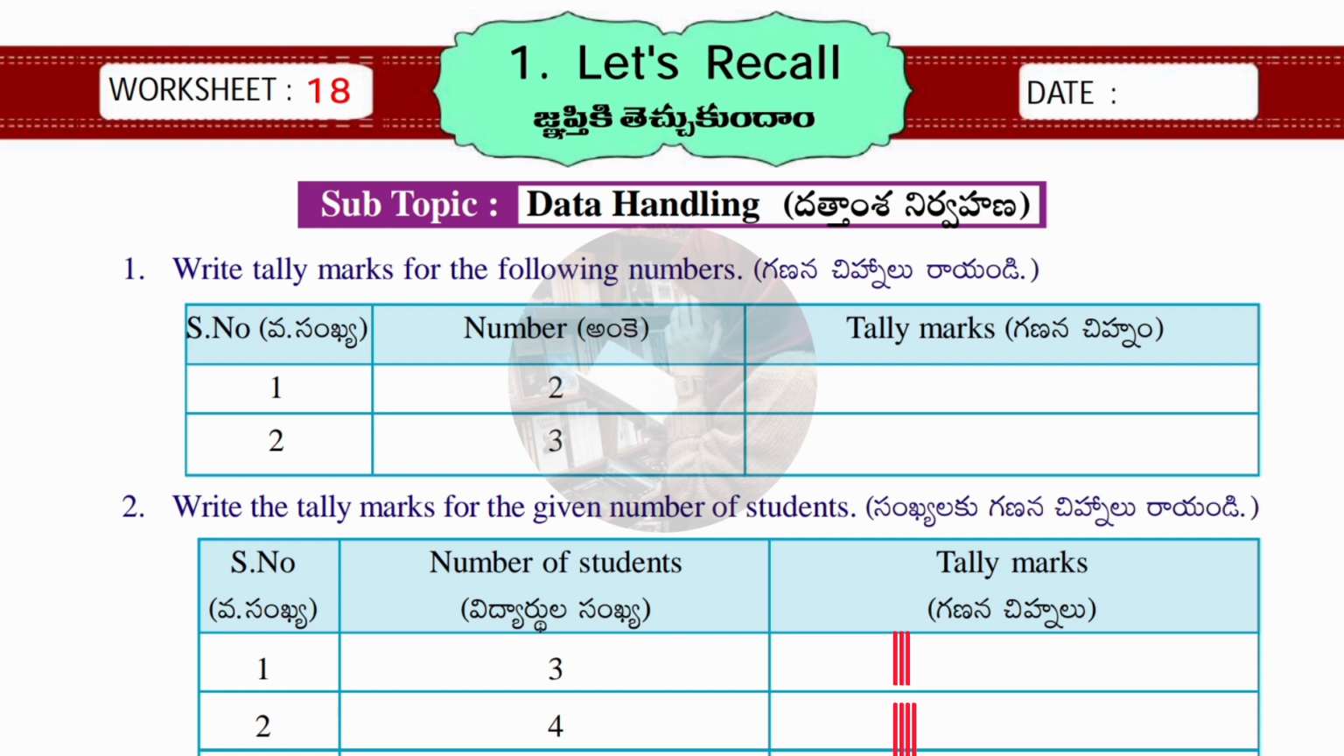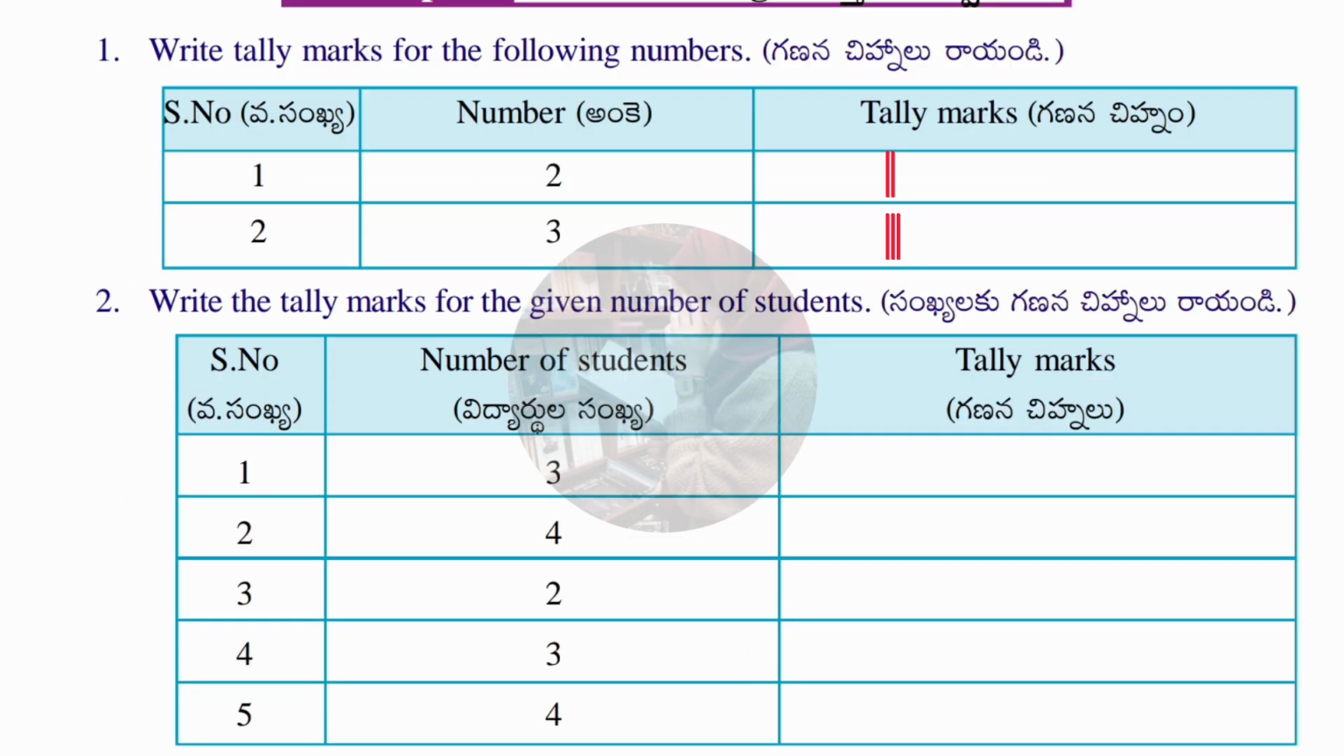You have to draw exactly the number of lines. Okay, let's see. First number is 2, that's why 2 lines. Next number is 3, that's why draw tally 3 lines. Okay, let's see the second question, which is write the tally marks for the given number of students. So here number of students given and we have to tally the marks for that. So 3 students means 3 lines, 4 students means 4 lines, 2 means 2, 3 means 3 lines, 4 means 4 lines, like that.